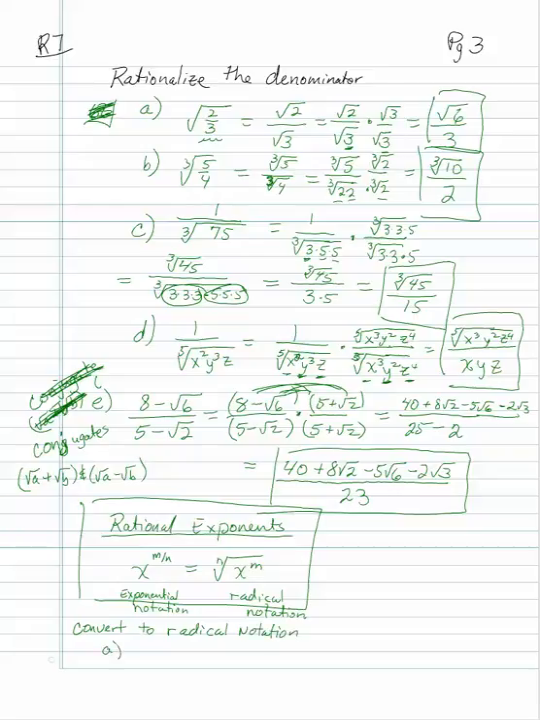So if we have x to the 2/3, well, okay, so the bottom of the rational exponent, the denominator, that's going to be your index, and then x squared. Okay, and then it says convert to radical notation and simplify if possible. Okay, so for A you can't. But for B we can. 4 to the 7/2. Well, that's going to be the square root of 4 to the 7th.